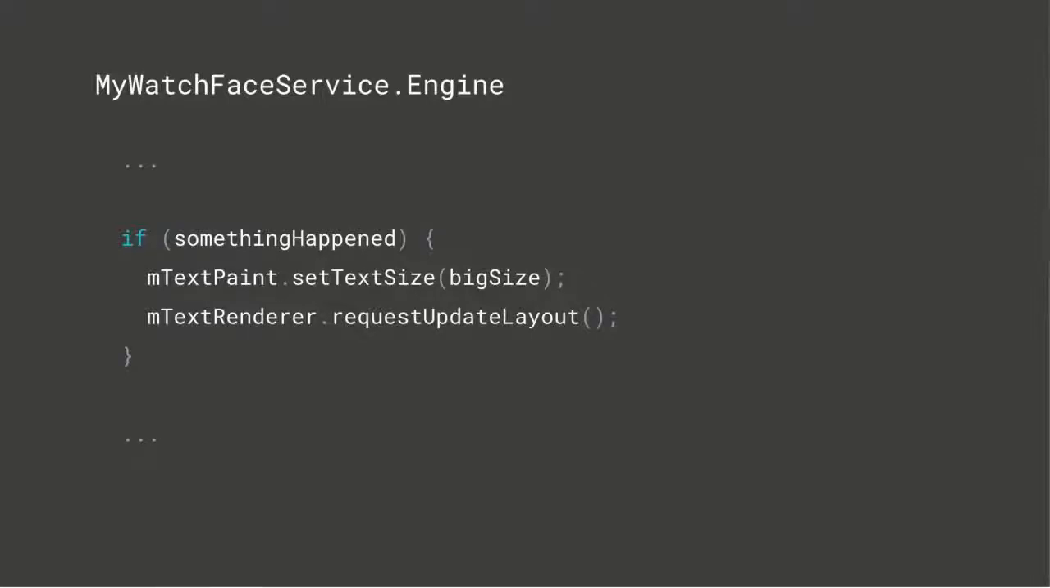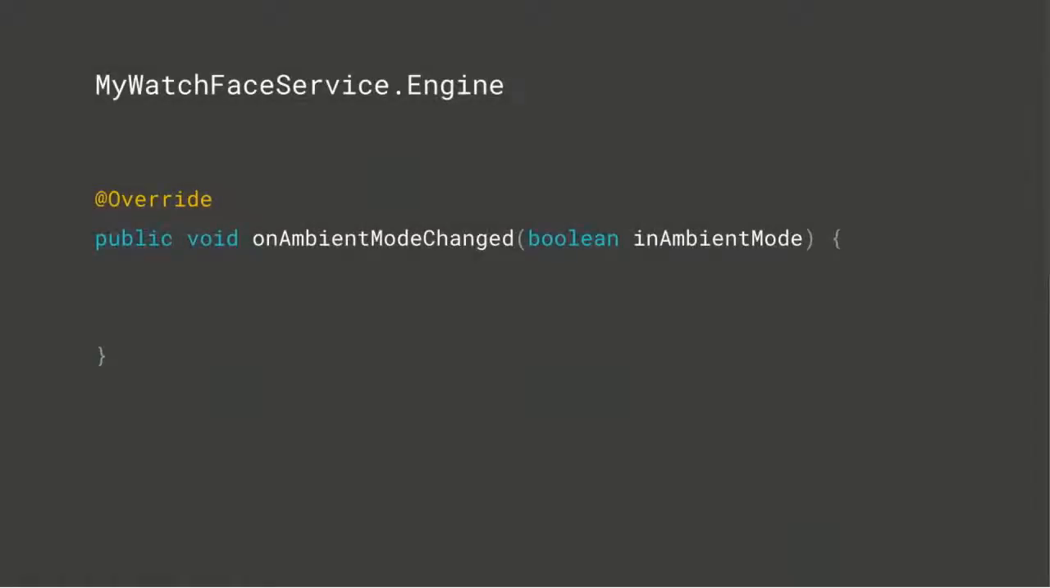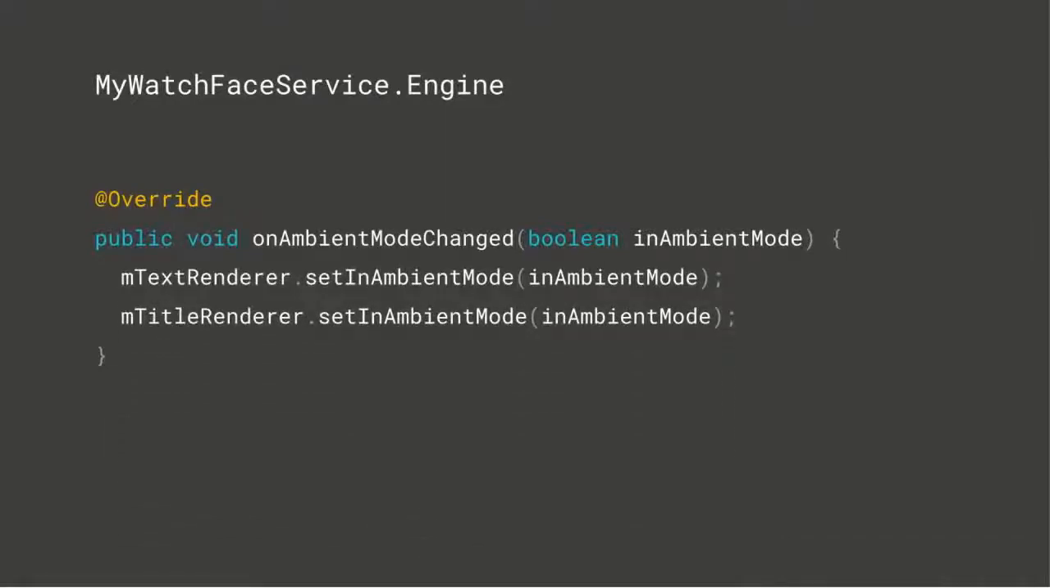Now, one other thing that text renderer can do is adjust the rendering for the always on screen, so for ambient mode. Many watch faces are black and white in this mode, so you might not want things like color emoji appearing. So you need to tell the text renderer that the device has entered ambient mode. So in on ambient mode changed in your watch face, you just pass the in ambient mode Boolean into the text renderer like so. So that's text renderer. We strongly suggest you use it whenever you're rendering text directly onto a canvas.